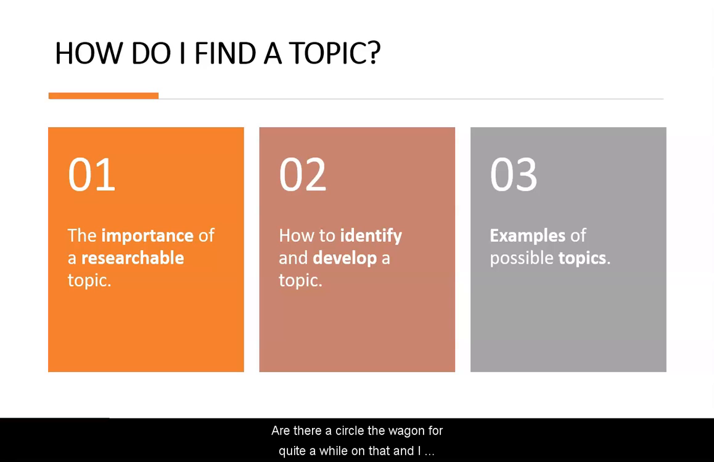Still too big. Then I circled the wagon for quite a while on that, and I knew that just through process I was going to be able to figure out what it is that I needed to do. And it takes some time to actually identify this, but if you have a topic early, you're using your coursework to build your knowledge around the topic, which is not a waste of time at all. You become an expert in finally understanding what this topic is all about, and not only the expert in that specific area, but the expert in the peripheral of that particular topic as well.